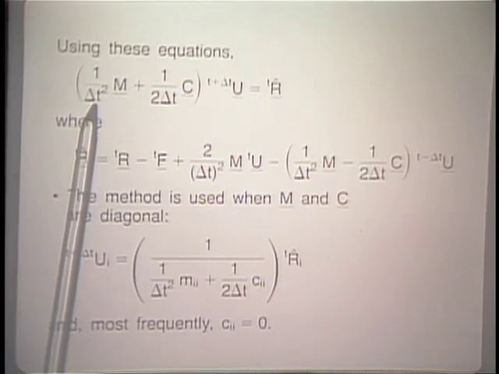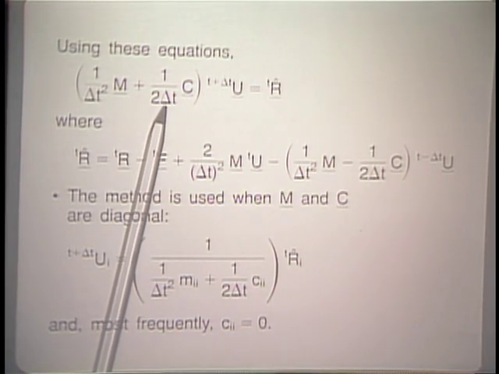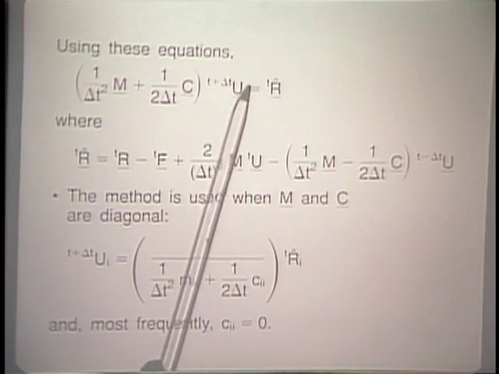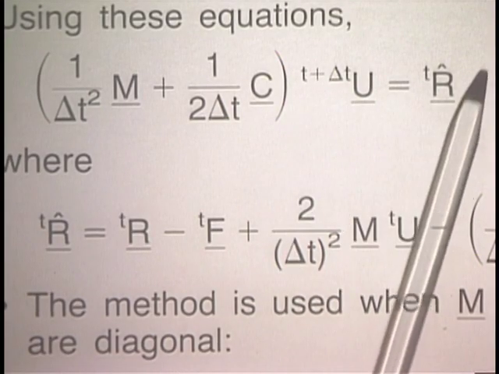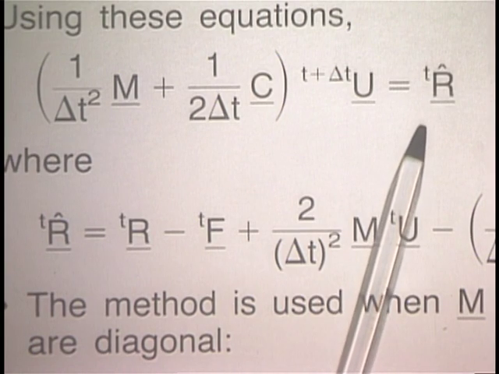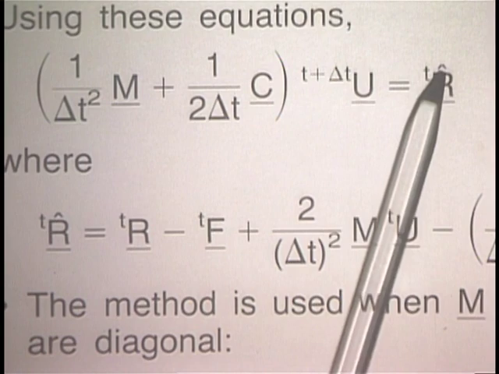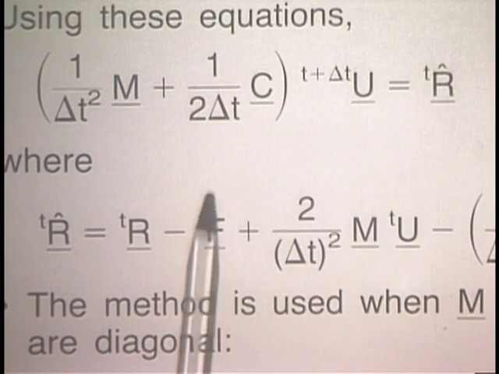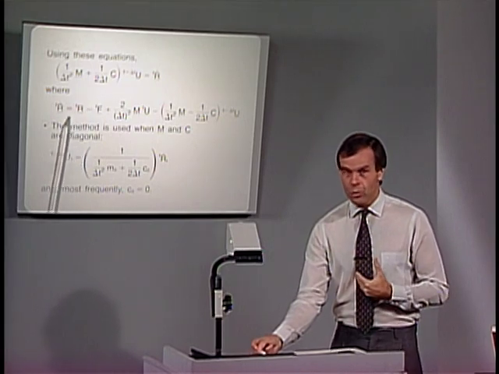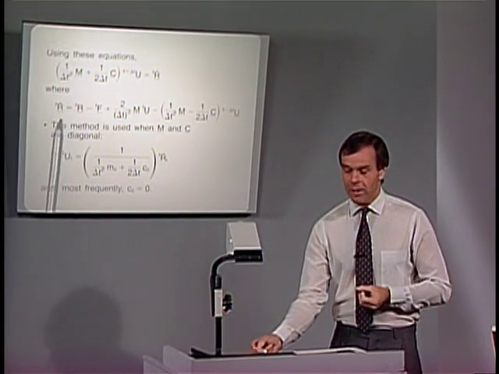Notice m over delta t squared. Notice c over 2 delta t here. And then, of course, the unknown displacement corresponding to time t plus delta t. And on the right-hand side, we have what we call an effective load vector corresponding to time t. There's a hat here, and that hat means that there are a large number of terms to be taken into account, namely those corresponding to the inertia and the damping in the system.